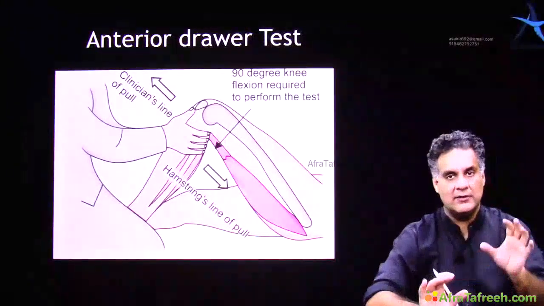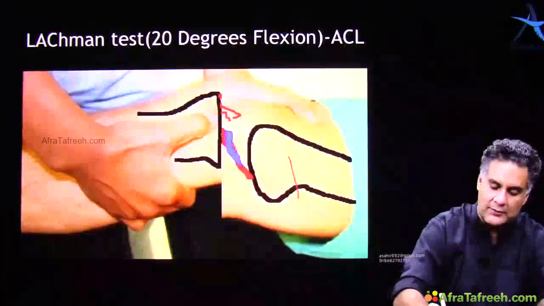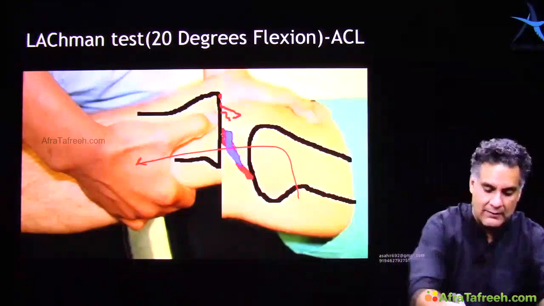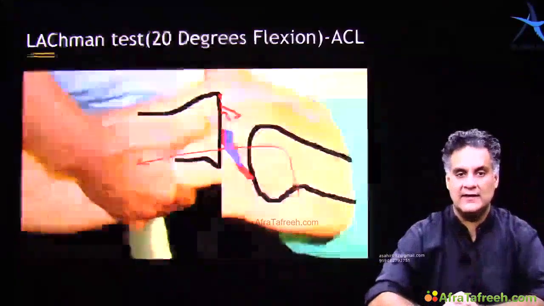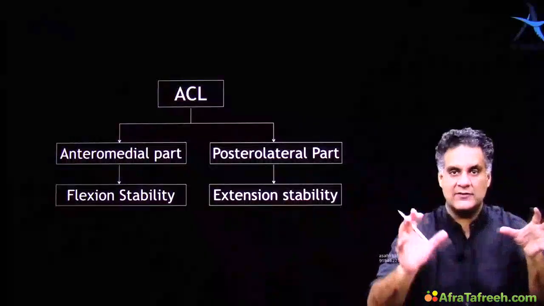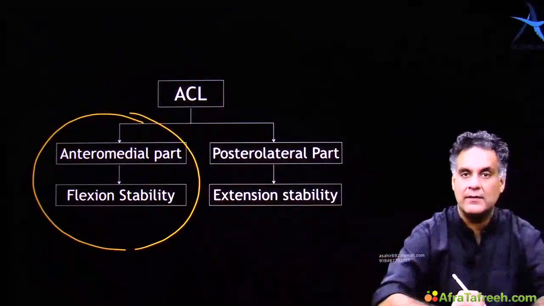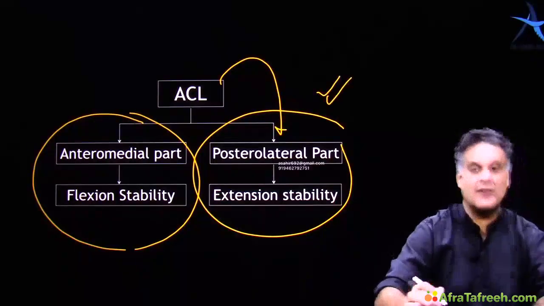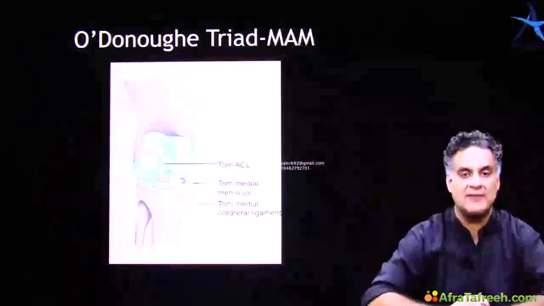ACL injury, when you assess in 90-degree flexion, is called an anterior drawer test. When you do it in 20 degrees, it's called a Lachman test, which is more specific. And you can remember it like this: LAC, the first three alphabets, is ACL. So ACL, Lachman test. ACL has two parts: the anteromedial part, which provides flexion stability, and the posterolateral part, which provides the extension stability. And it's the posterolateral part providing extension stability which is very commonly asked in your exams.